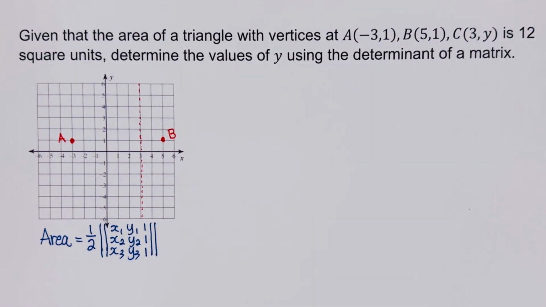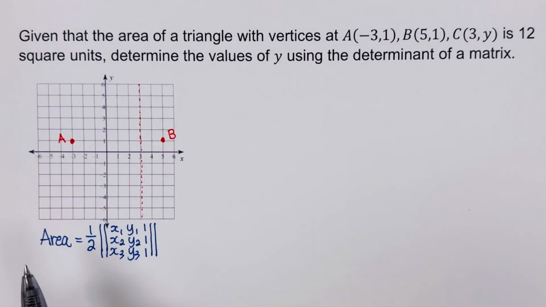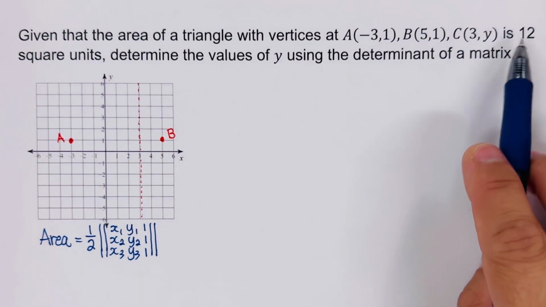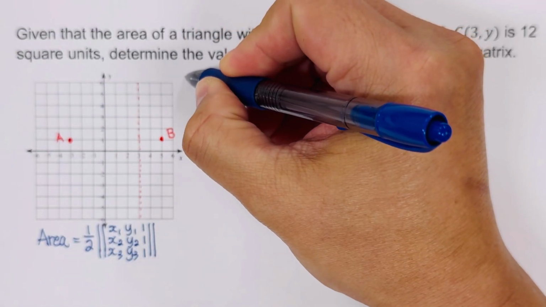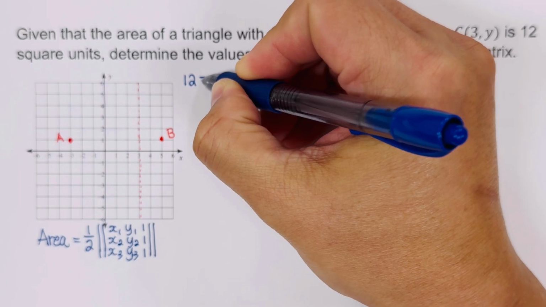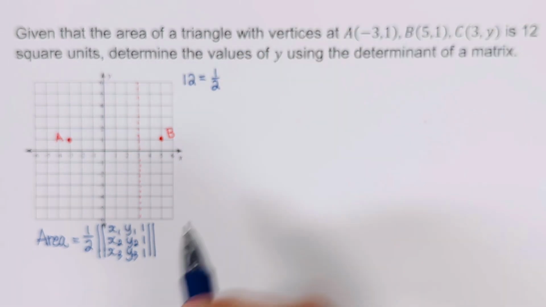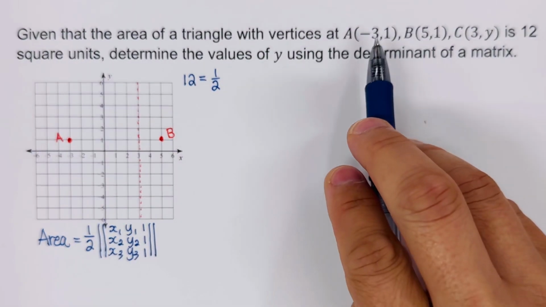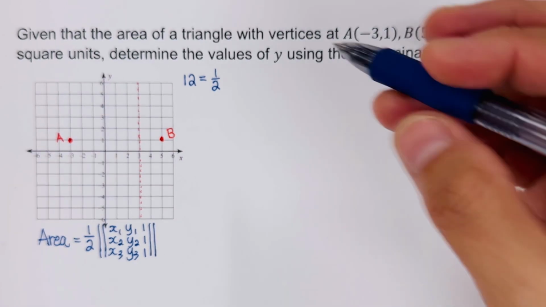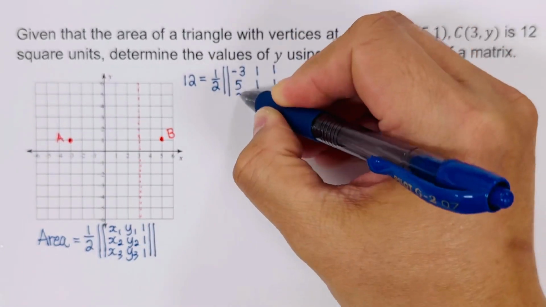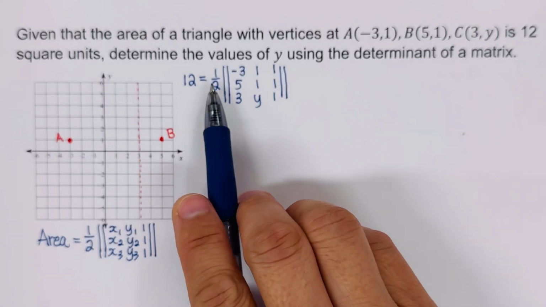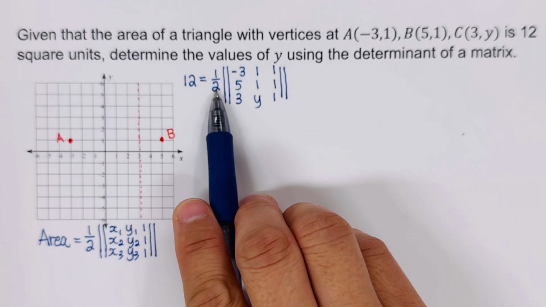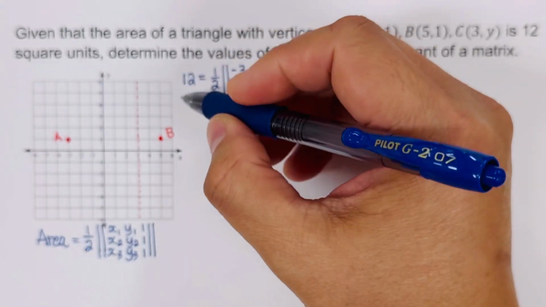So I'm going to go ahead and plug in the values that we know from here. So we know that our area is 12. So I'm going to write 12 up here. And that is equal to 1/2 of, we're going to write down the coordinates of the vertices of the triangle. So that we can get rid of this 1/2, we can multiply both sides by 2. So this becomes 24.